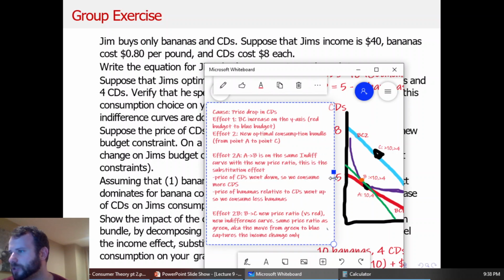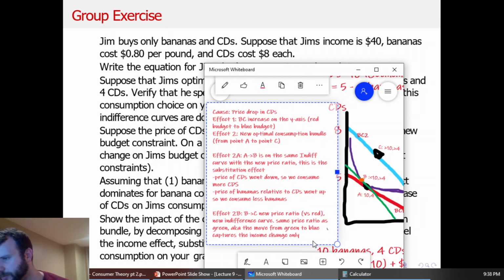I want to see if I can buy a little bit of space here. All right.